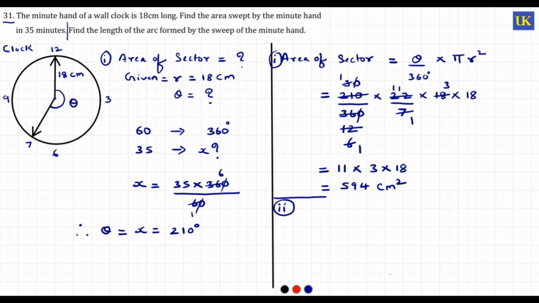Now here what they are asking is, find the length of the arc formed by the swept of the minute hand. So arc means what? Arc means this portion. Let me just show you. Arc means this portion. So how much will be this length of arc? So this is what we have to find out. How much is the length of the arc?